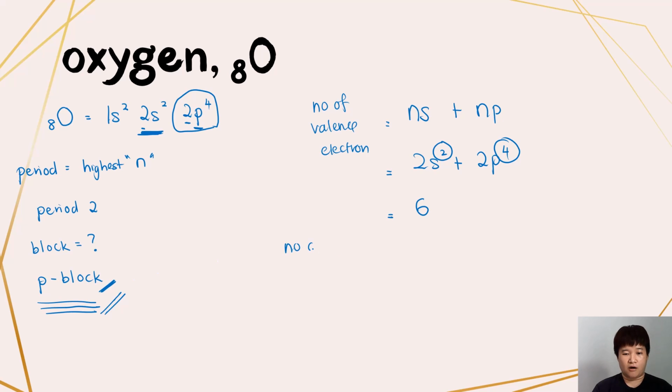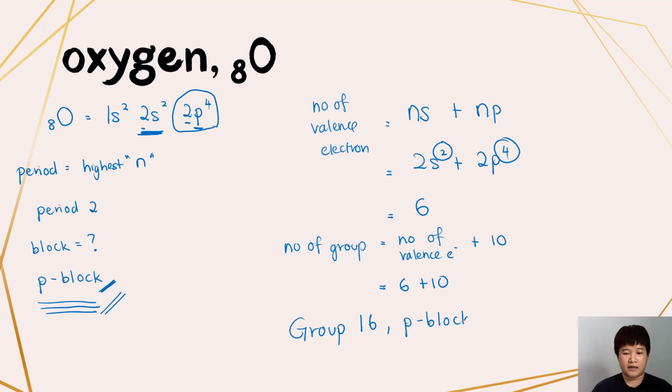Therefore, the number of group will be equal to the number of valence electrons plus 10. So my valence electron is 6 plus 10. Group 16. Oxygen will be in group 16, p block, and also in period 2.